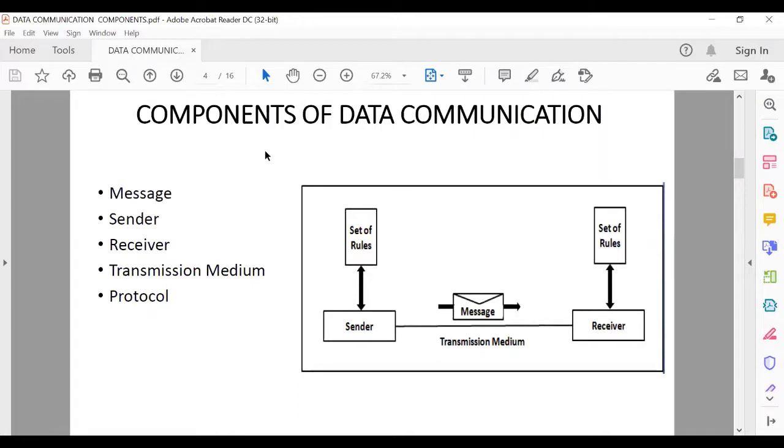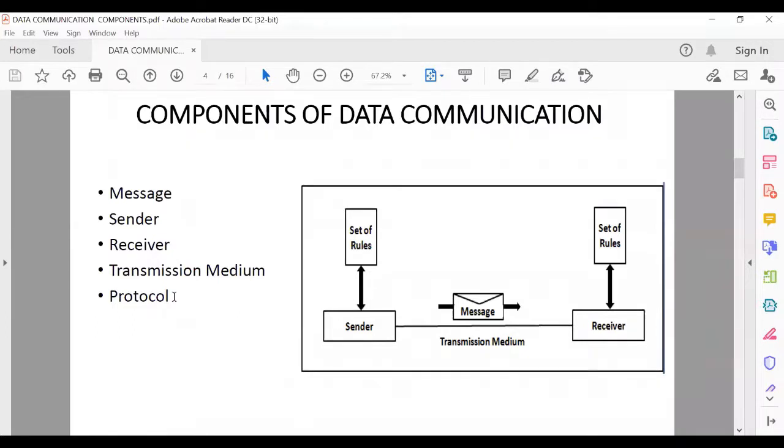So the components of data communication. So here is the figure in this diagram. Five components are there. Okay. Message, sender, receiver, transmission medium, and protocol. So message means information that is to be communicated by the sender to the receiver.